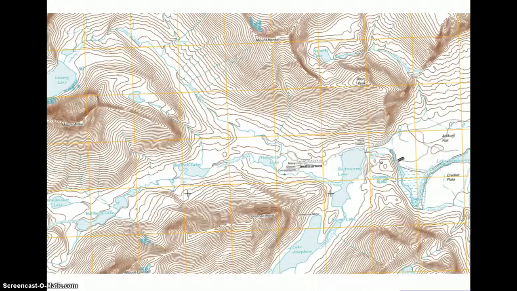All right, so here's another contour map. Hopefully you can use some of the rules we went over, and you could figure out some of the topography, some of the shape of the landscape. We're going to be doing a lot of this in class.